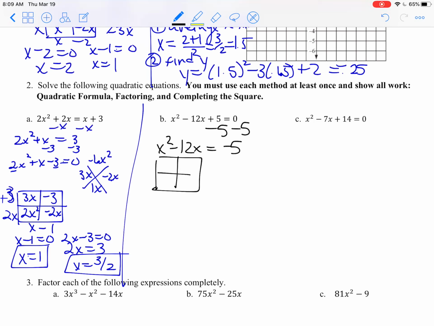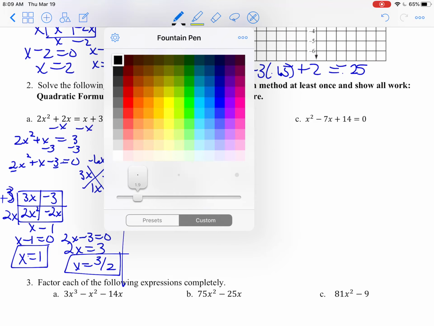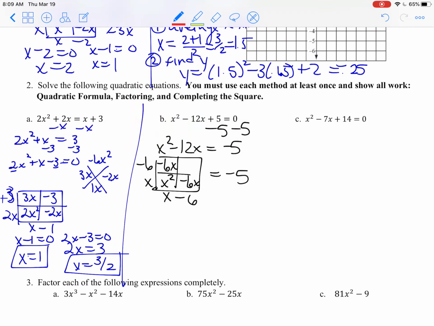Make my box. Put x squared here. Remember, you split the negative 12 into the other diagonal. Equals negative 5. So out of the bottom, I can take an x, and then I'm going to get x minus 6, and then going vertically. I'm not done until I complete the square.